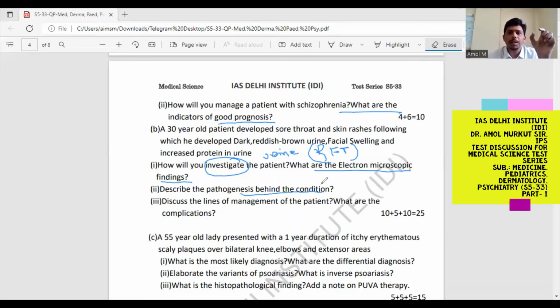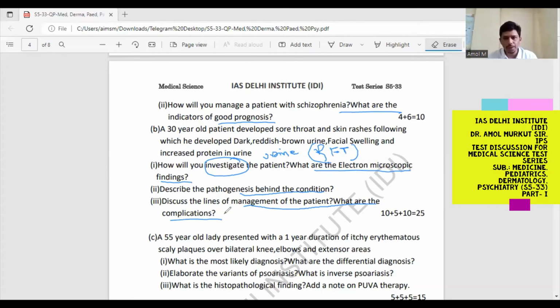There is molecular mimicry between streptococcal antigens and our body's antigens, especially on the glomerular basement membrane, cardiac tissue, joint tissue. Second, there is antigen-antibody deposition, and because of that, secondarily the immune system gets activated and there is glomerulonephritis. Okay. Lines of management of patient, what are the complications?